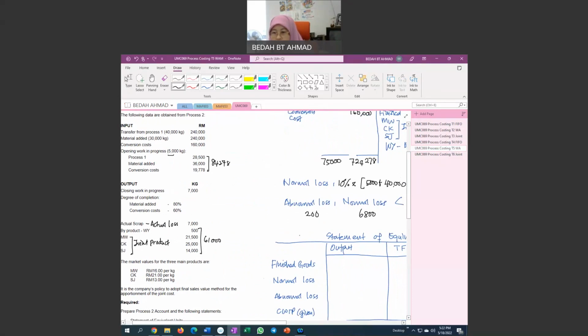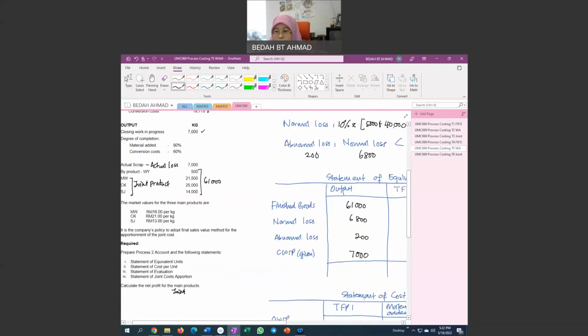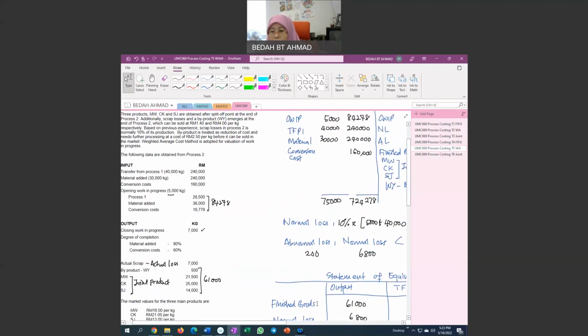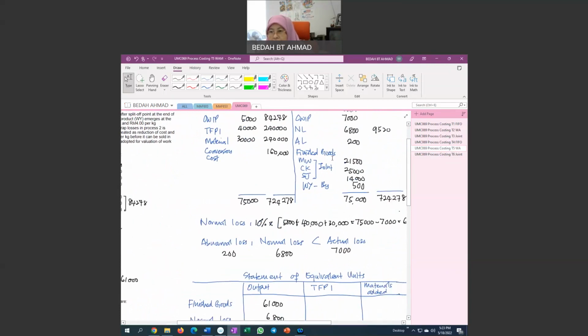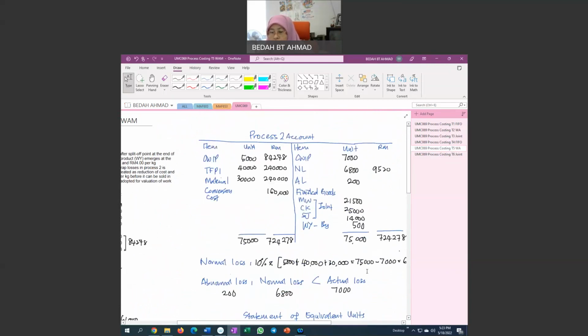So here 61,000. Okay, normal loss we have 6,800. Abnormal loss is 200, and the closing work in progress is given as 7,000 here. So we put it as 7,000 here. Okay, and then we add up together, you get the output as 75,000. Okay, so it is equivalent to our input unit and here on the credit side in the process two account.